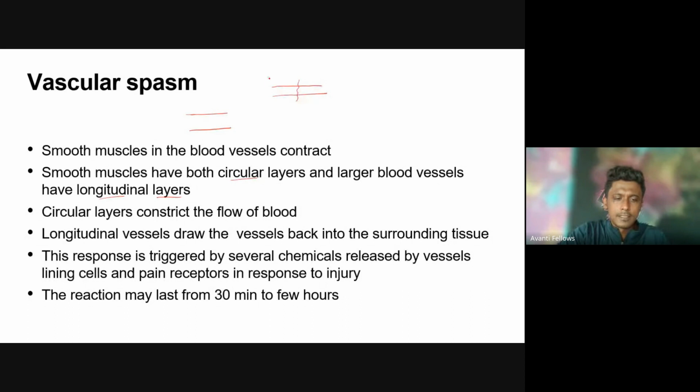When I say that, let's say the blood vessel is ruptured here, or this is where the injury is. The blood vessel constricts, or becomes smaller, so that the flow of blood is reduced. And it withdraws from its position, that means it moves backward. So these muscle layers help this vascular spasm, preventing the loss of blood as well as infection.